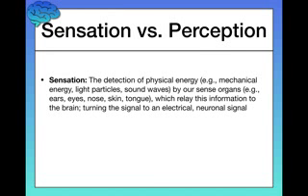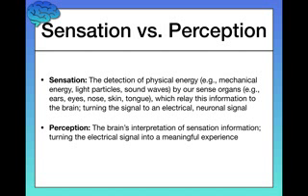First of all, sensation. Sensation is the detection of physical energy, which by physical energy I simply mean mechanical energy, light particles, sound waves, things like that. So the detection of those sorts of things by our sense organs. What are our sense organs? Well, your ears, your eyes, your nose, your skin, your tongue, all of those different organs that map onto all of the senses that we have. Those sense organs then relay this information to the brain, turning that physical energy into an electrical neuronal signal that the brain can actually use. Because remember, that's how communication in the brain works, by electrical activity in the neurons. And again, sensation is the process of taking that outside stuff, whatever it is, like sound waves or light particles, and turning it into something that your brain can communicate about.